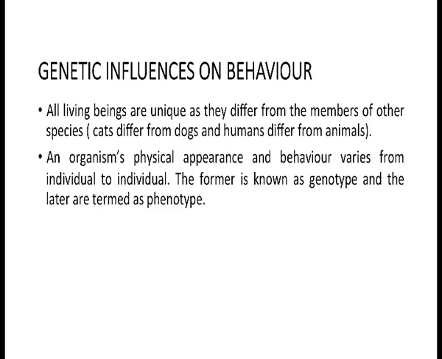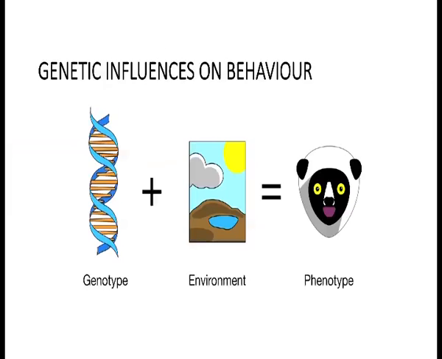The former is known as genotype and the latter are termed as phenotypes. Now, what is this genotype and phenotype? Every individual's phenotype is the result of interaction between the environment and the genes that they have inherited. The physical development is in large part based upon the genes we inherit from our parents. It is largely believed that the genetic characteristics transmitted by genetic factors sets limits on the capability of the organisms.